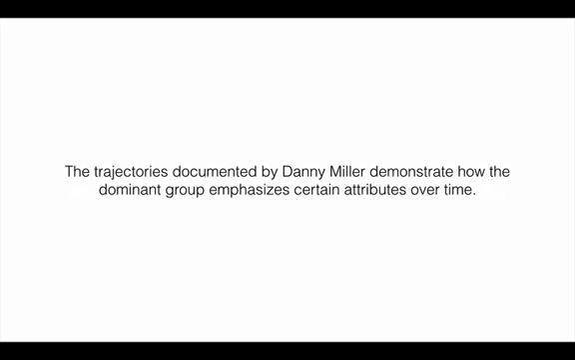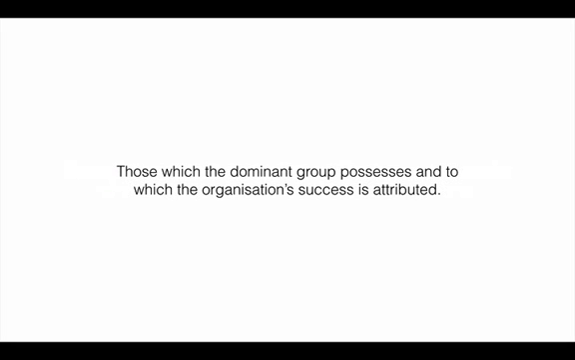But we've also seen that to be unsuccessful, you can either have a dominant perspective or the absence of a dominant perspective. The trajectories documented by Danny Miller demonstrate how the dominant group emphasises certain attributes over time, those which the dominant group possess and to which the organisation's success is attributed. This tends to reinforce the considered importance and value of those attributes and those who possess them. Over time, people with those attributes are attracted to the organisation and are appointed into different areas to extend the scope of those attributes.